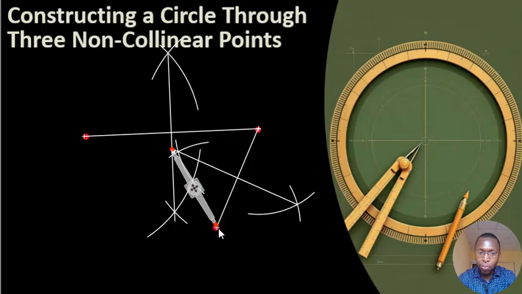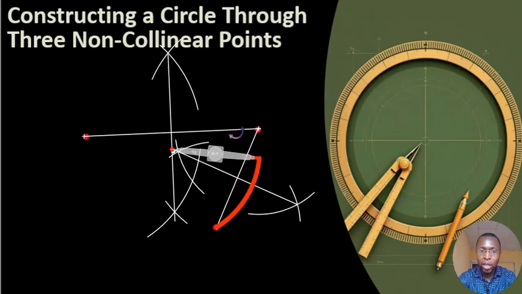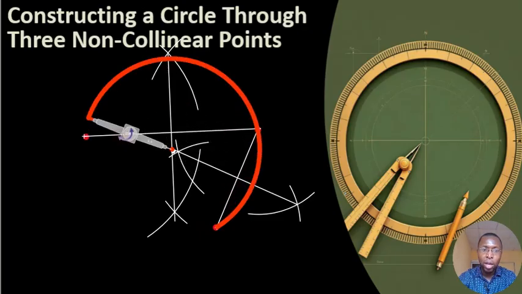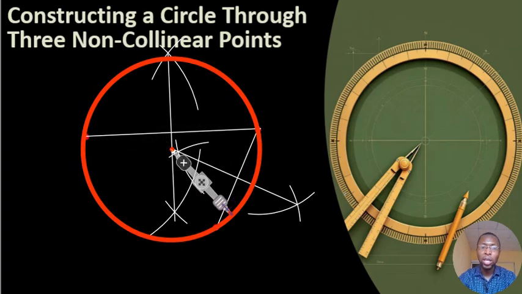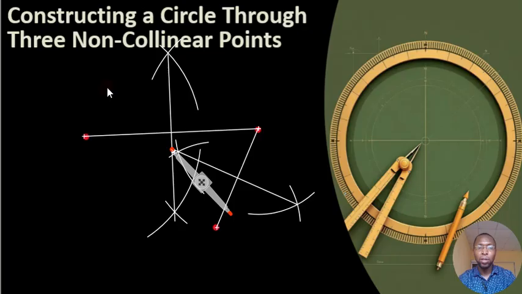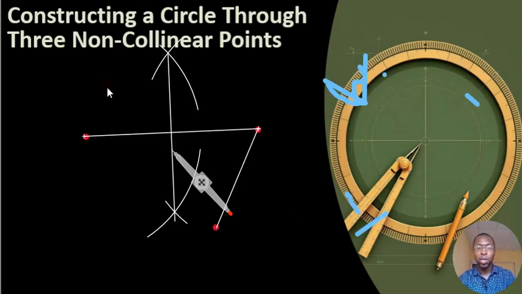Now the pencil part of your compass is where you adjust to touch any of those points. And after you have adjusted it, then you can swing your compass around, and you could see that I've used the three non-collinear points to draw a circle. And I hope this is very, very clear. This is how to go about it. All right, very, very straightforward.